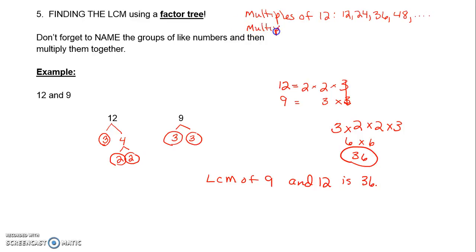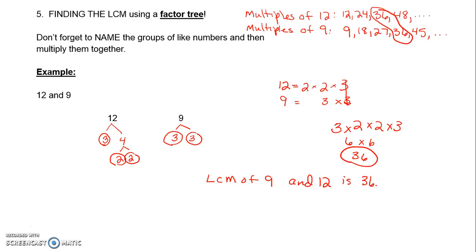Let's write out the multiples of 9. 9 times 1 is 9, 9 times 2 is 18, 9 times 3 is 27, 9 times 4 is 36, 9 times 5 is 45, and so on. So the least common multiple, the smallest multiple they have in common, is 36.